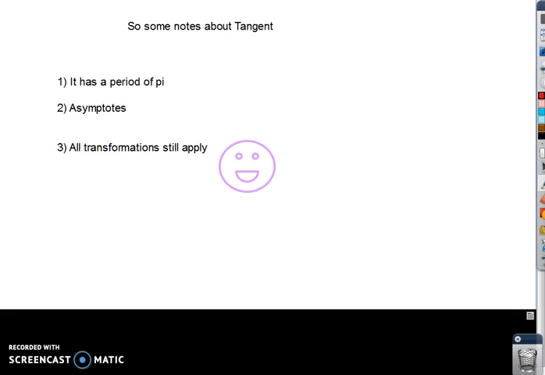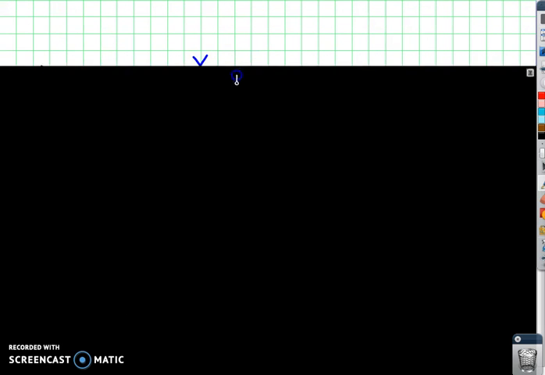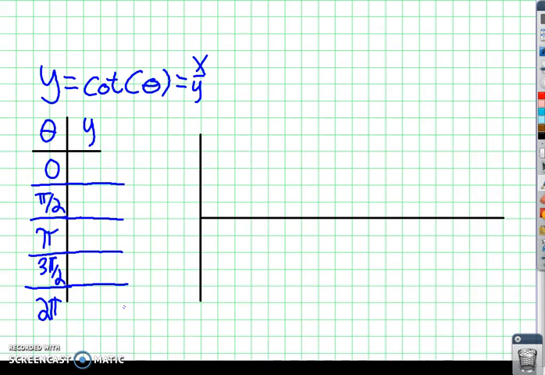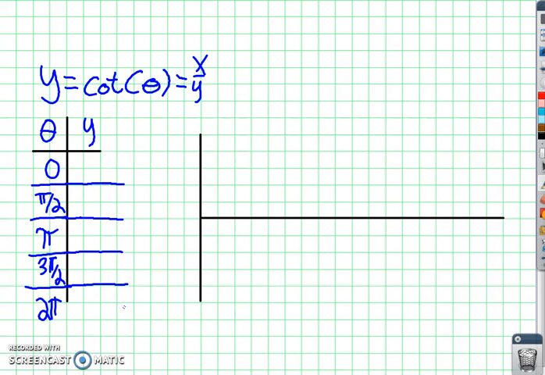Okay. Anyways, we're going to work on cotangent right now, the basic shape of cotangent. Now it's time to go over cotangent, which is x over y. Again, I'm going to try for my 5 pretty points, and we already know I'm going to have some asymptotes in there, so let's just get this out of the way right now.